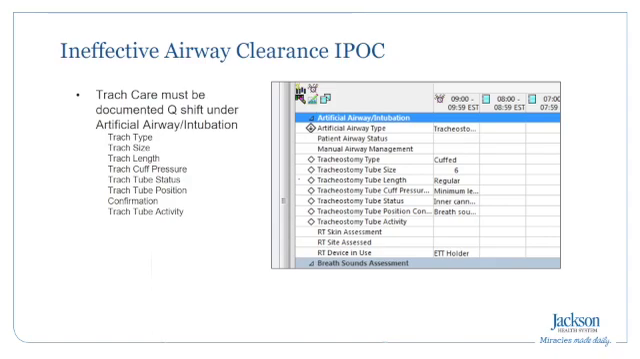Now you would have this section in artificial airway intubation, and it says tracheostomy activity. You could document what kind of trach you have: the type, the size, the length, the cuff pressure, the status, the position, all these types of things. So please, please, please make sure to add this IPOC if your patient is intubated or trached.